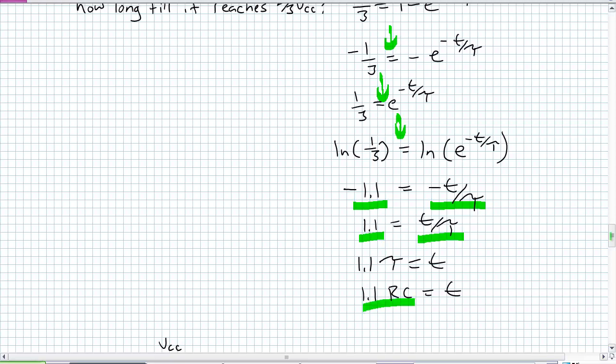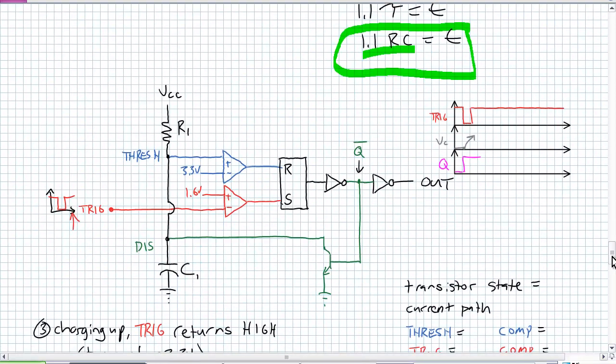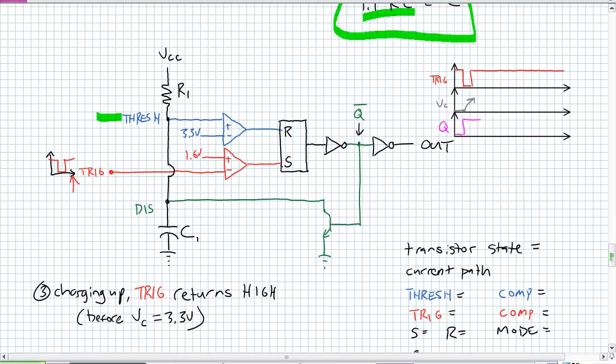What is my tau? It's 1.1 RC. Oh my gosh, that's the exact same formula that I had for the pulse width. So basically, it will take a number of seconds equal to 1.1 RC for the voltage across that capacitor to charge up to 3.3 volts, or 2/3 VCC. The point of this is, why is that 2/3 VCC important? Well, check it out. Because at this point here, the threshold is looking for 3.3 volts. That's why that is such a critical time to worry about here.